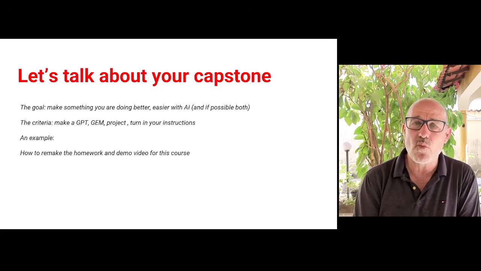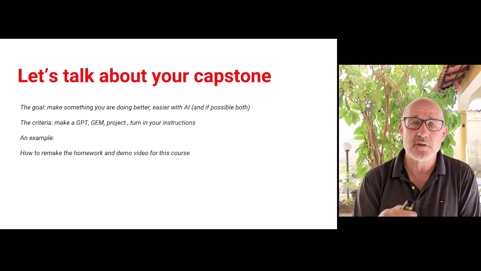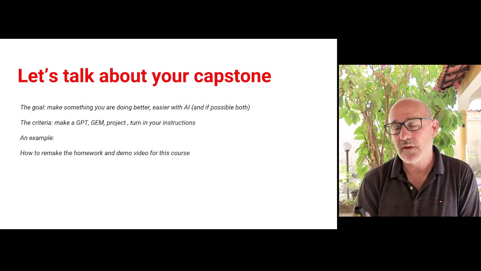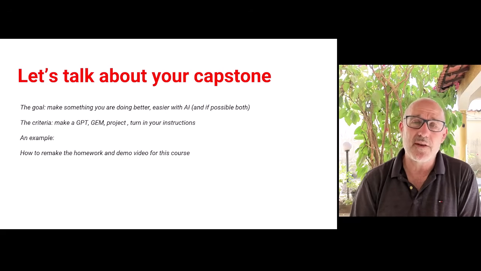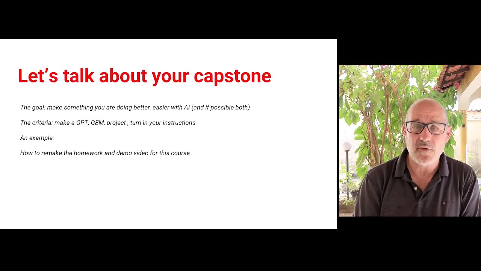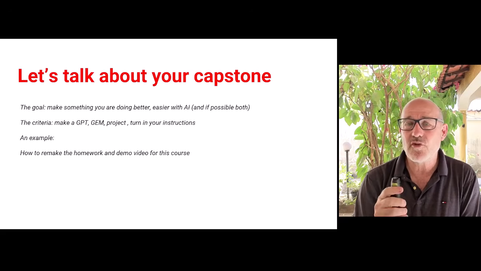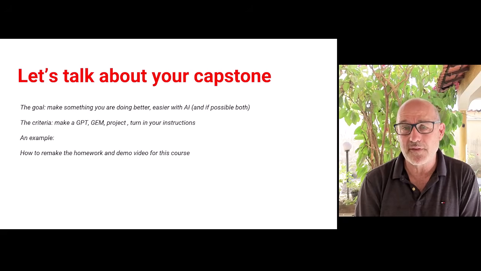Your capstone has one goal. Take something you actually do, make it better, easier, or both with AI. The deliverable is build a GPT, a gem, a project, something that does some sort of an automation. Your job is to turn in your instructions and your data files. We have a GPT that evaluates. In fact, you don't turn it in to us. You just run it against the GPT, so all the data stays confidential to you. And what I'd like to do is show you an example, and it's a real one, how you might go about doing this step by step.